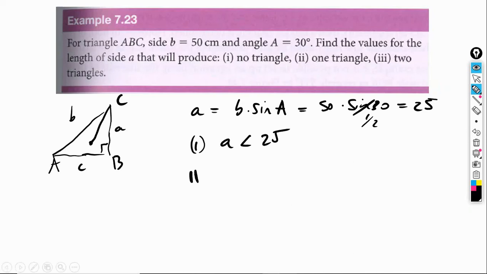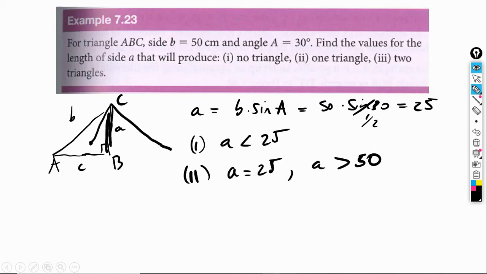Now, for the second case, where we would only have one triangle, that would happen precisely when a is equal to 25, or when a is greater than 50. So remember that's this case here, when a is equal to 25, or if it's a long line there that is greater than 50. That would be the case where you have only one triangle.